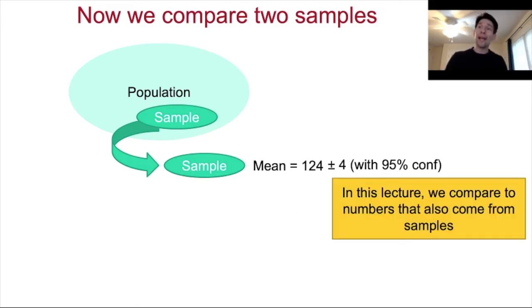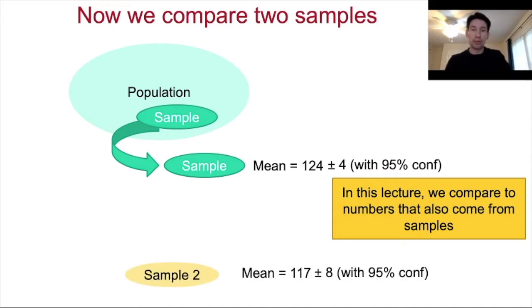Okay, but what happens now in this lecture is that we're going to compare two numbers that also come from a sample. Okay, so instead of just asking whether 124 plus or minus 4 is different from 117, now we're going to say, okay, there's a second sample, the mean of which is 117 plus or minus 8 with a 95% confidence interval, and now the question is going to be, is the mean of the first sample equal to the mean of the second sample? And as you can imagine, that's a slightly different kind of question, and we're going to need to use slightly different math for that.